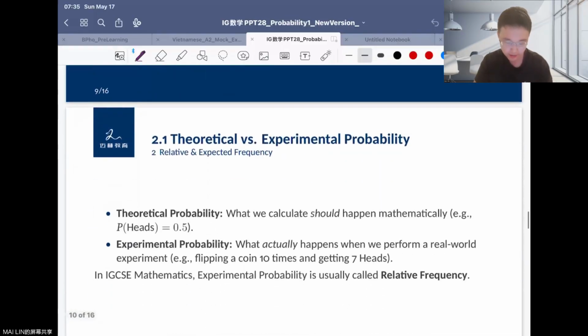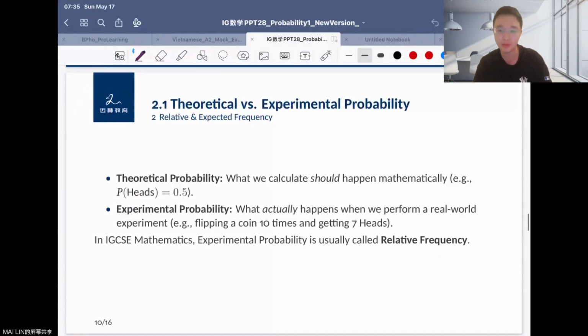First, we have two kinds of probability. The first is called theoretical, and the second is called experimental. Theoretical probability means the expected probability. For example, when we are throwing a coin, we can set the probability for heads as 0.5, right?